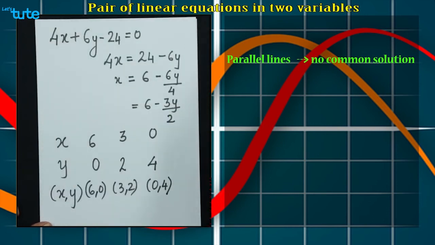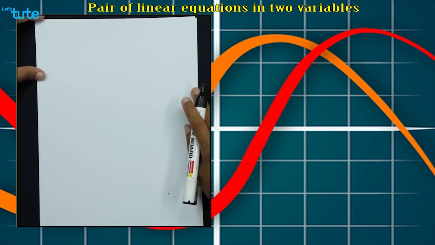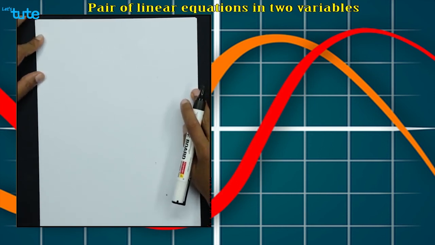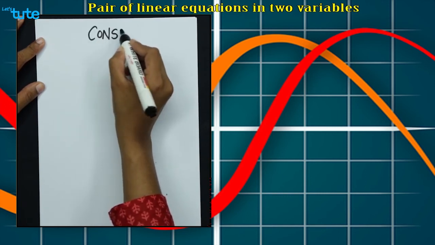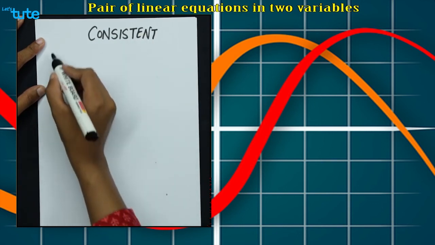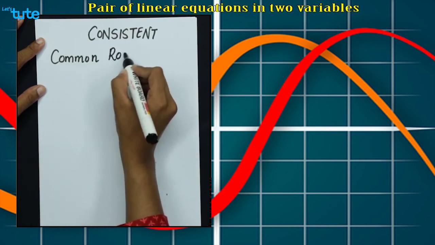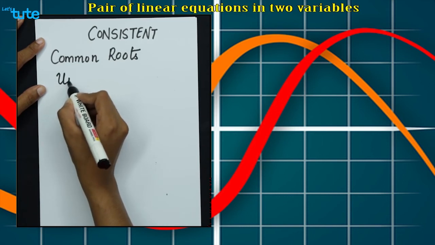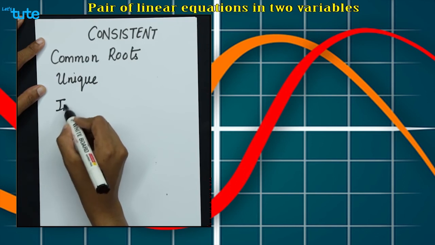So let us just have a quick review as to what did we learn today. We saw that if we take any pair of lines or any 2 equations which are linear together, there are 2 possibilities which can happen. The first is this system of equations can be consistent. That is, this system of equations can have common roots. Now the common roots can be of 2 types, that is unique, or they can be infinitely many.